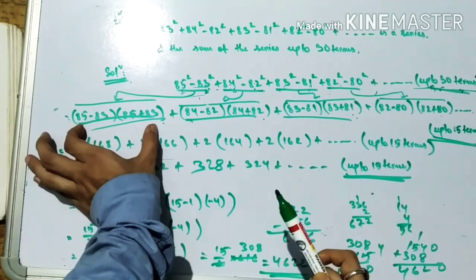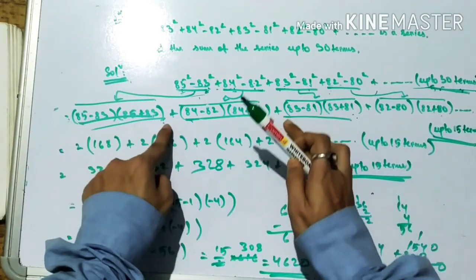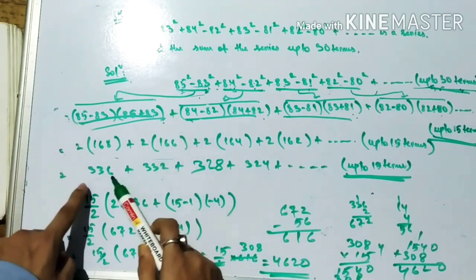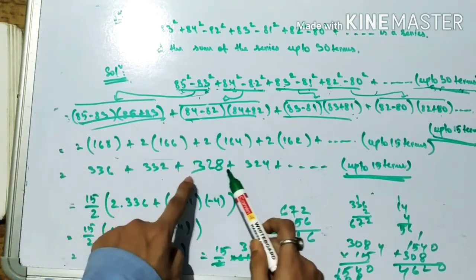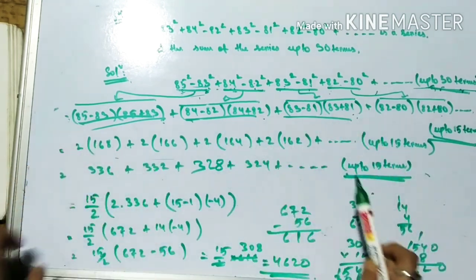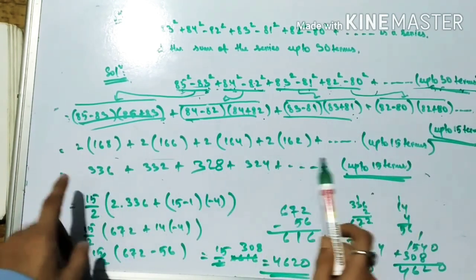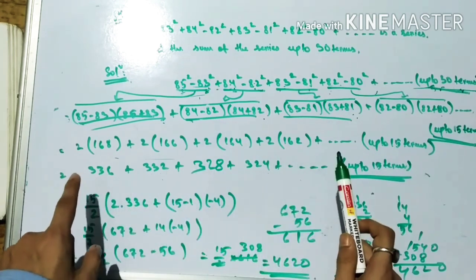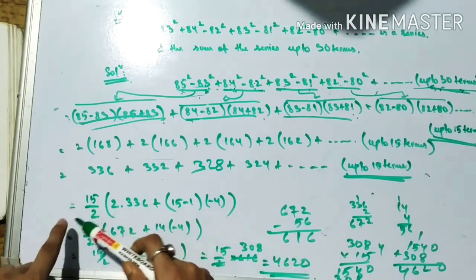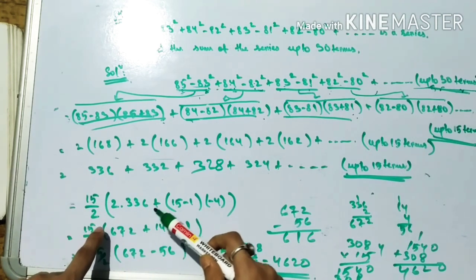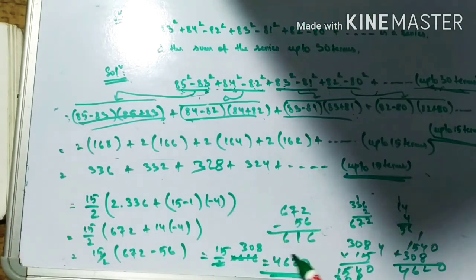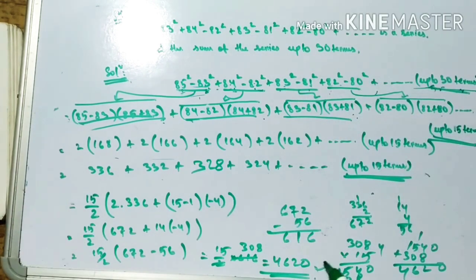Understand? This is a term. First term, second term, third term. I will have to add up to how much? Up to 15 terms. So if I solve this, I will get 336 plus 332 plus 328 plus 324 plus dot dot dot up to 15 terms. These numbers I will have to add up to 15 terms. Now since this series is in arithmetic progression, I can use the Sn formula. Directly I can write 15 by 2 into (2 into 336 plus (15 minus 1) into 4). If you solve this, you will get 4620, and this is our answer.